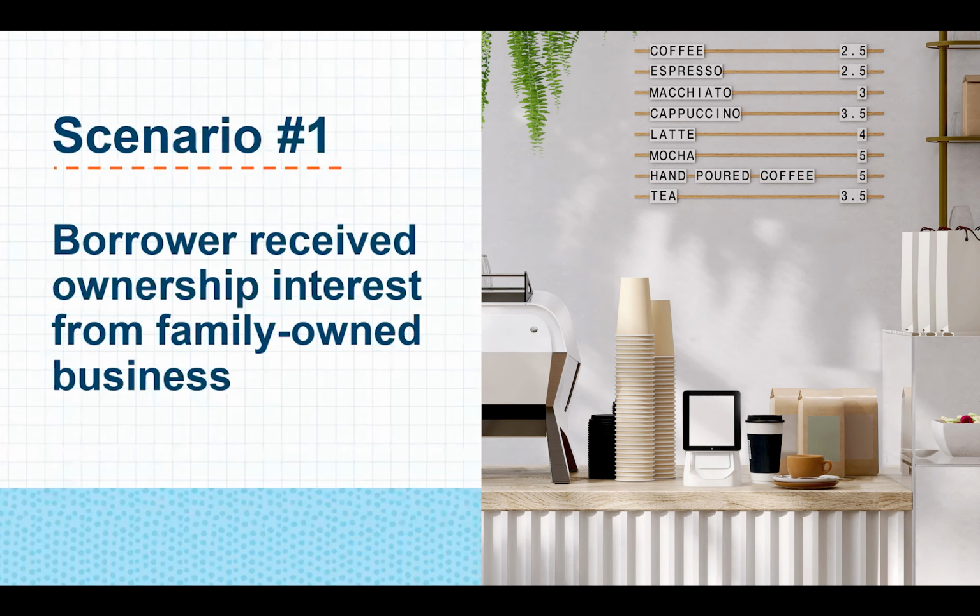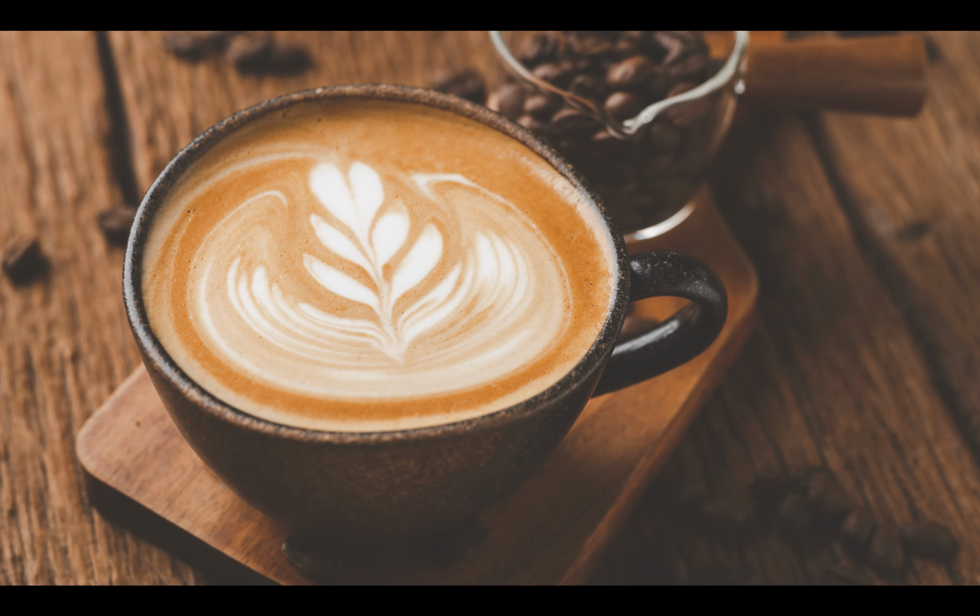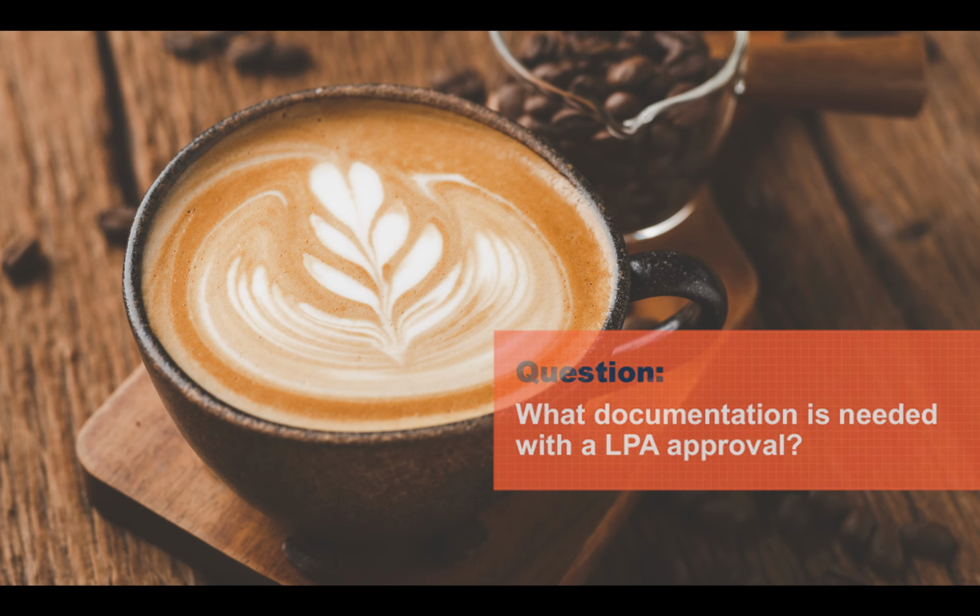Scenario number 1 involves a borrower who recently received an ownership interest from a family-owned business. Sunita has worked for Roasted Beans, a family-owned coffee shop, for 6 years. She received a 25% ownership interest in the business 3 years ago. So the question is, what documentation is needed with a loan product advisor approval?